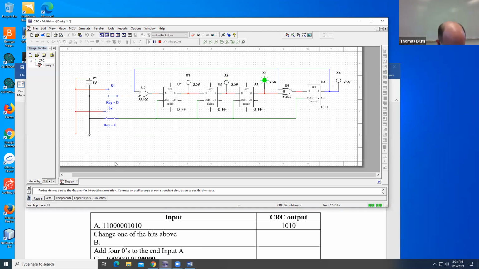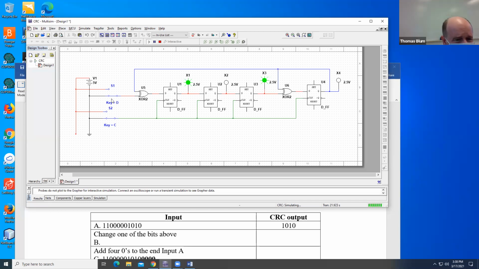So I'm going to make the data high and go through a clock cycle. Then the data is low. So I'm going to change the data and go through a clock cycle. I'm going to make the data high and go through a clock cycle. So D high, go through a clock cycle, and then make the D low and go through a clock cycle. And then I get an output from my CRC.